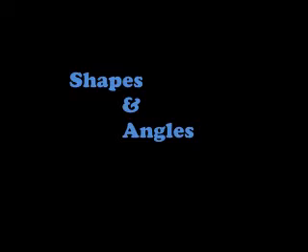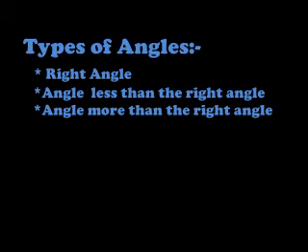What are the angles we studied? We studied three types of angles. What are they? Right angle, angle less than the right angle, angle more than the right angle. What is a right angle? We studied that an L-shaped angle is called a right angle. What is the angle less than the right angle? The angle smaller than the right angle is the angle less than the right angle.